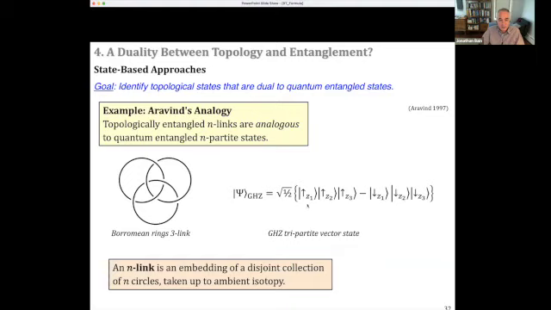So the idea here is, if we measure one of these three subsystems, this is a state involving three subsystems in spin states, so if we measure subsystem one, for instance, and get the result spin up, then the other two subsystems become disentangled, right? The state of our composite system becomes a product state, assuming we adopt the projection postulate. And so according to Aravind, measurement of a multipartite vector state in quantum mechanics is the analogue of cutting a link in an n-link.